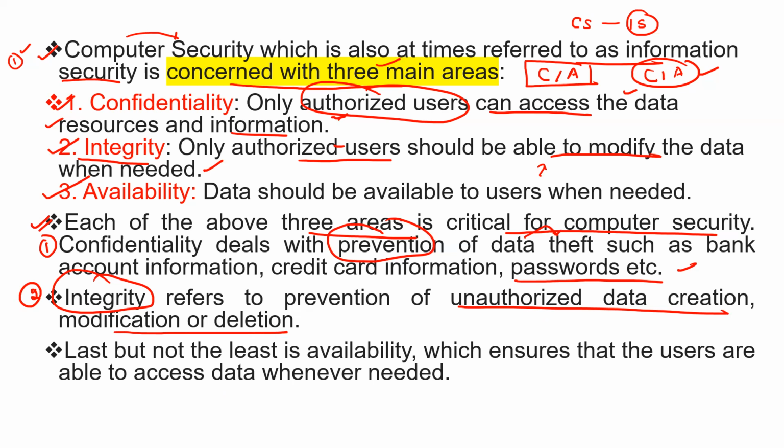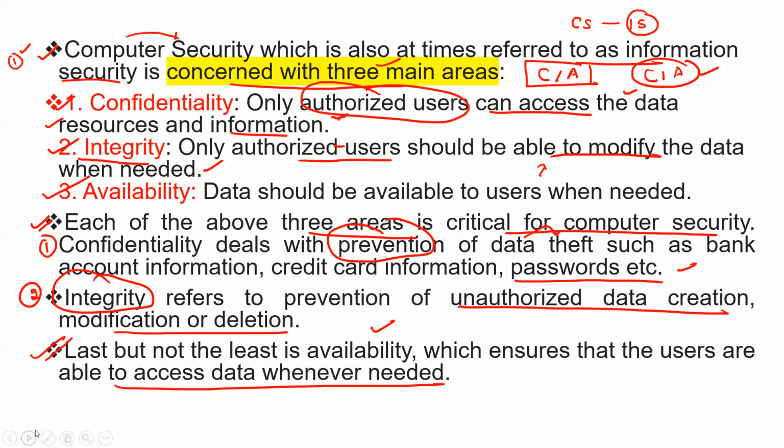Third one, last but not the least, is availability. That is, the data is available to you when it is required, which ensures that the users are able to access the data whenever it is needed.